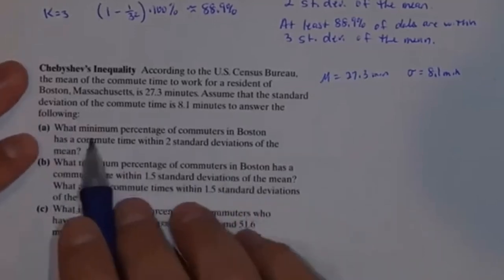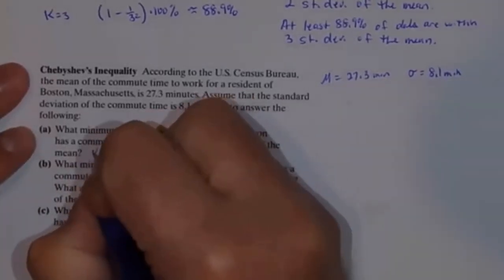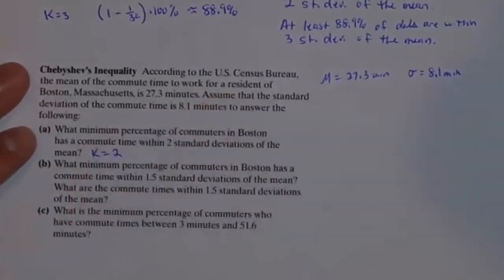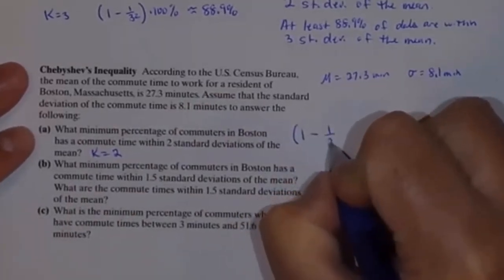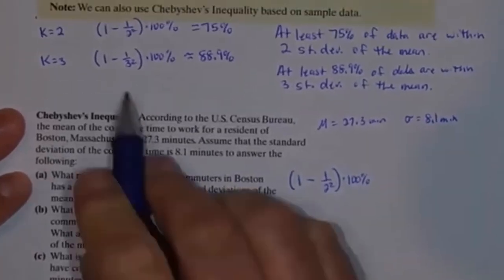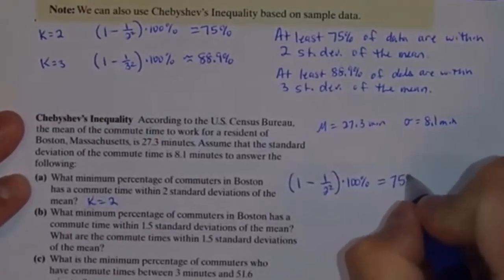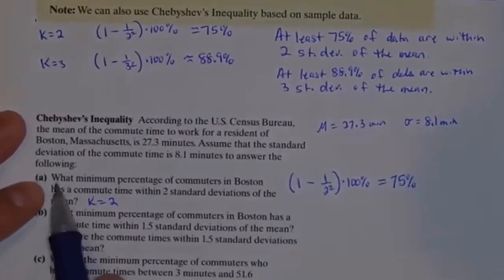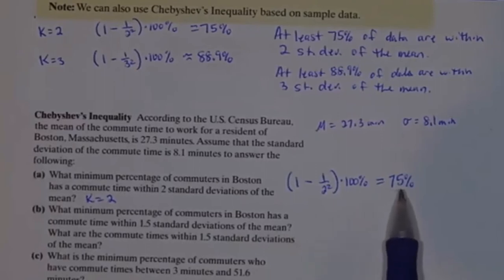So question A, the minimum percentage within 2 standard deviations, in other words, is telling us k equals 2. So the answer is simply going to be 1 minus 1 over 2 squared, times 100%. And we actually did that calculation right there. That would be 75%. So at least 75% of the commuters in Boston have a commute time within 2 standard deviations of the mean.